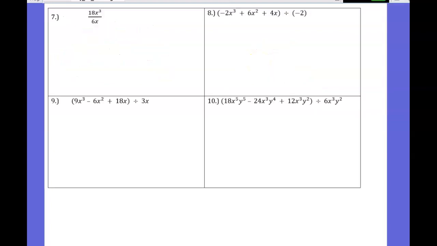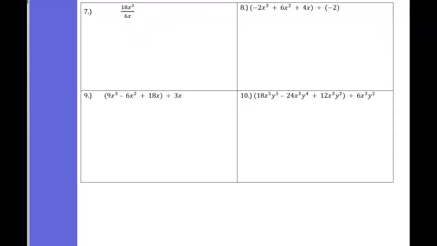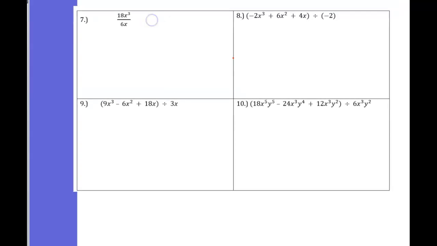At this point, you probably should try a couple yourselves, and then I will just go through and explain. 18 divided by 6 is 3. Our x would be squared. I had a little glitch there, but we said this was 3. This was going to be 3x squared.